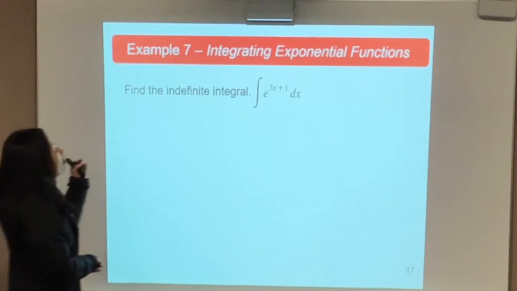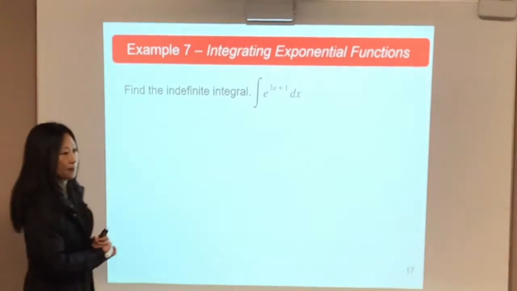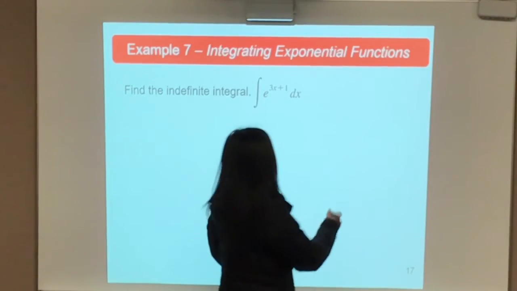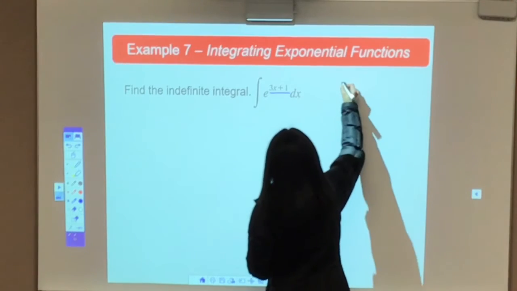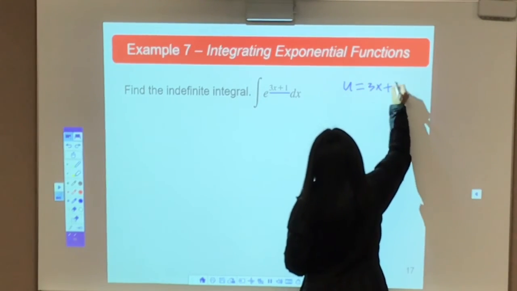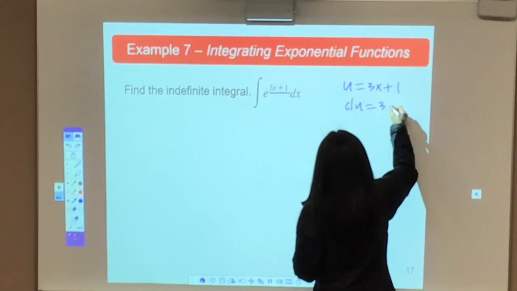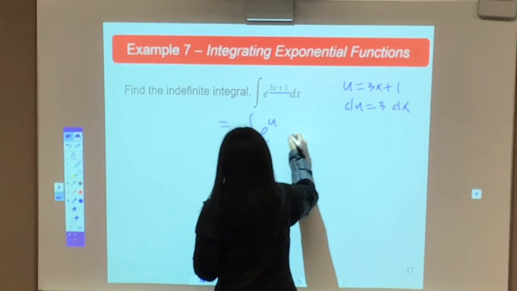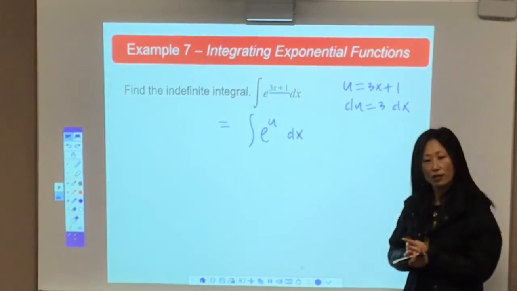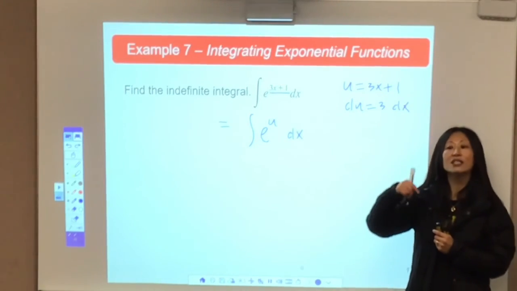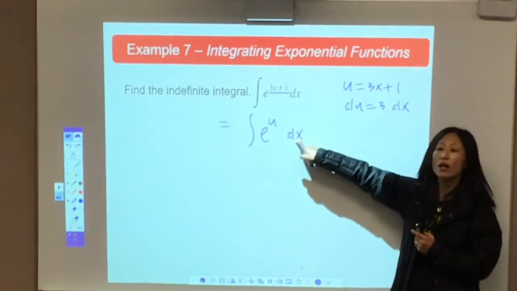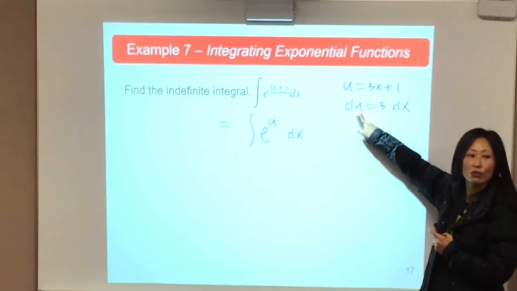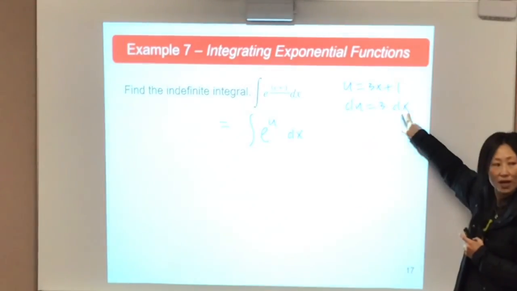Let's take the antiderivative of this. So first things first, I need to make sure that I have everything I need. We're going to use this to be our u. So u is 3x plus 1, and du is 3 dx. So I'm going to rewrite this problem as e to the u, and I have a dx. Are you with me, class? But I need to take the antiderivative in terms of u, but I have a dx. What I need is du, which is equal to 3 dx. Am I right, class?